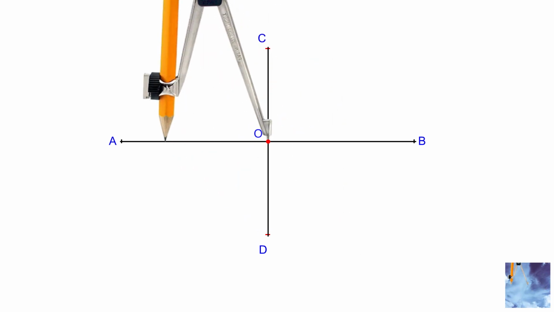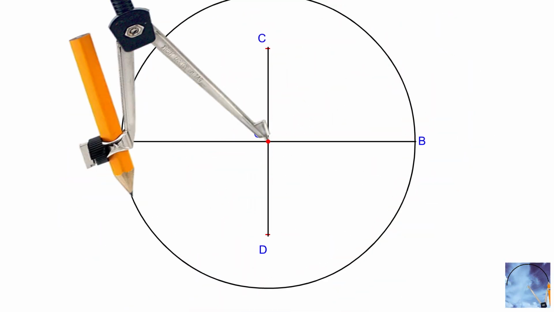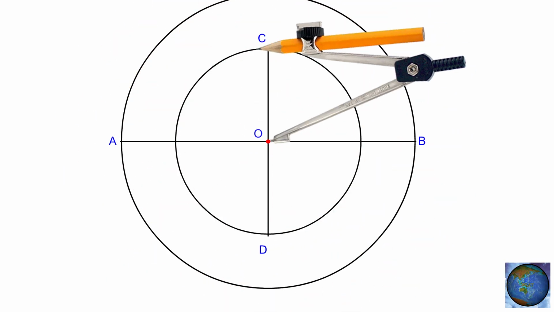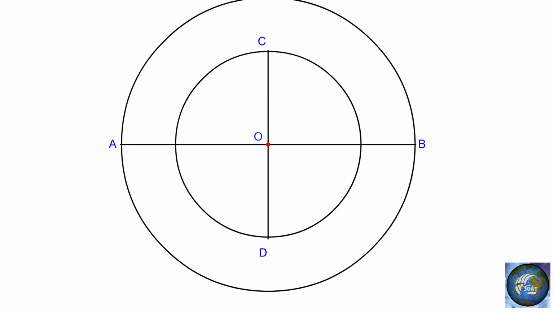With O as the center, draw 2 concentric circles with diameters AB and CD. Divide both circles into 12 equal parts.